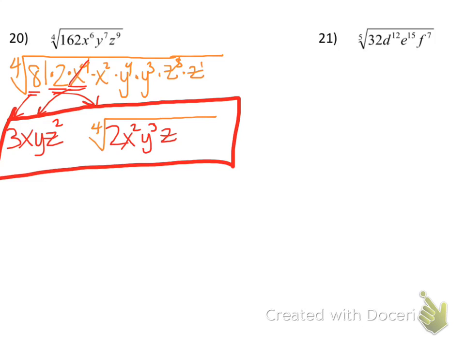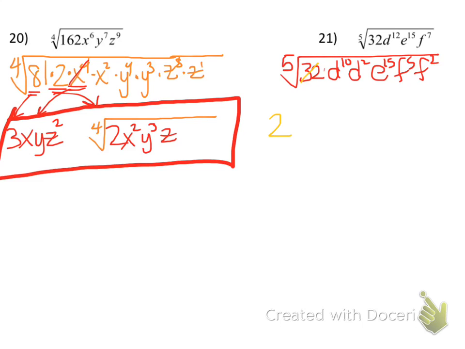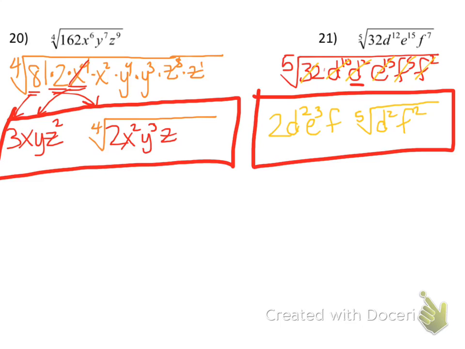When I'm dealing with the fifth root of 32, okay, I can break it up like this, and then I can take care of all those fifths. The fifth root of 32 is 2. The fifth root of d to the 10th is d squared. This d squared needs to stay inside the radical. E to the 15th, fifth root of f to the 5th, and then that f squared would need to stay inside, so that again is my final answer.